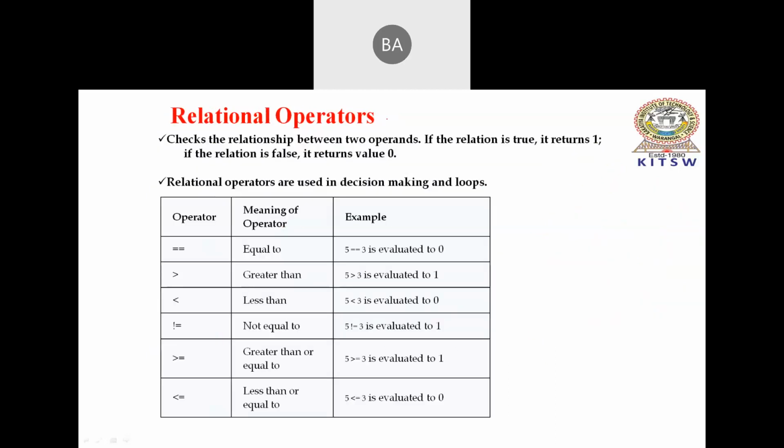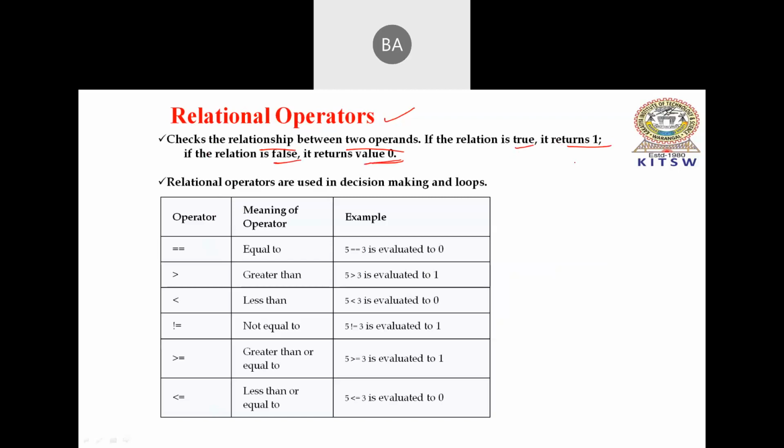Then coming to the second category of operators, which are called relational operators, which are used to check the relationship between two operands, whether one operand is greater than the other, or equal or less than, like that you can check it. Based on that relation, it may be true or it may be false. If it is true, it returns one value. If the relation is false, it returns zero.